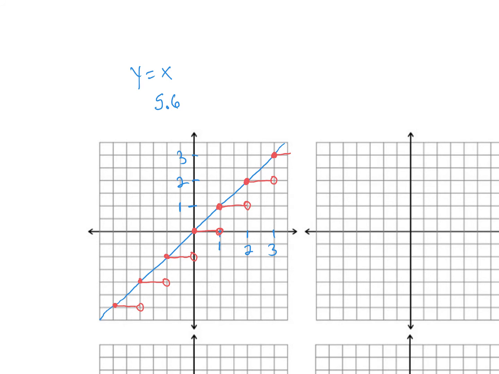So if we got the number, let's say we got the number 5.6. Well, we don't want 5.6 in the step function. At 5.6, we go down to the whole number. We want actually 5. We want 5 in the function.